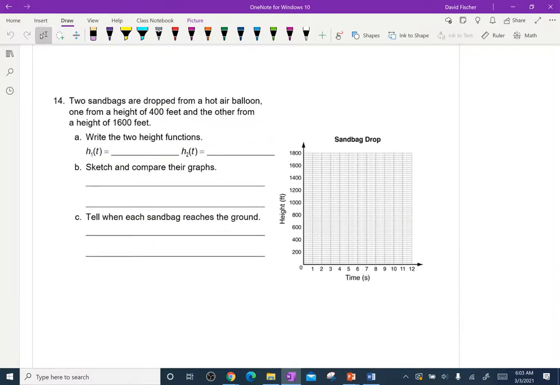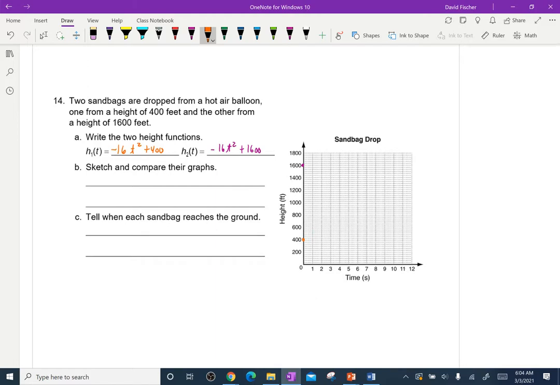Because you notice down here, I didn't give you anything about the equation. We're just dropping 2 sandbags from a hot air balloon, one from 400 feet, the other from 1600. So now down here, you have to write in the gravity. Again, it's -16t squared, plus 400 for the one balloon, and -16t squared plus 1600 for the other. So right away, I can make a dot on 1600 and a dot on 400, because those are my y-intercepts.